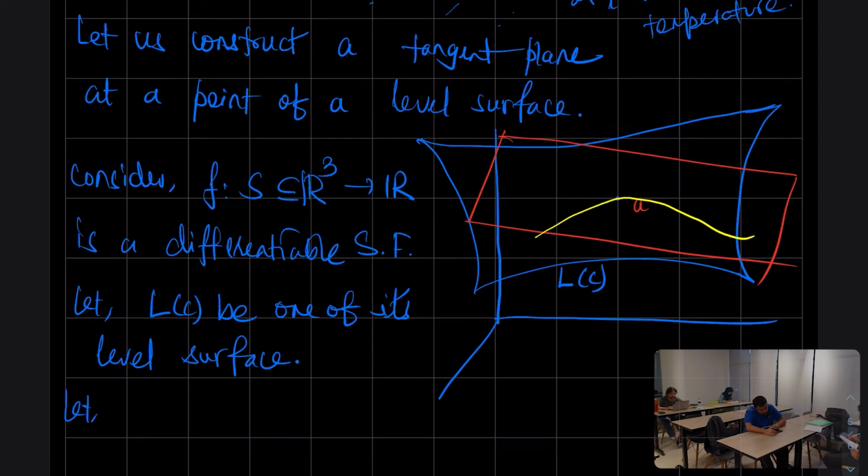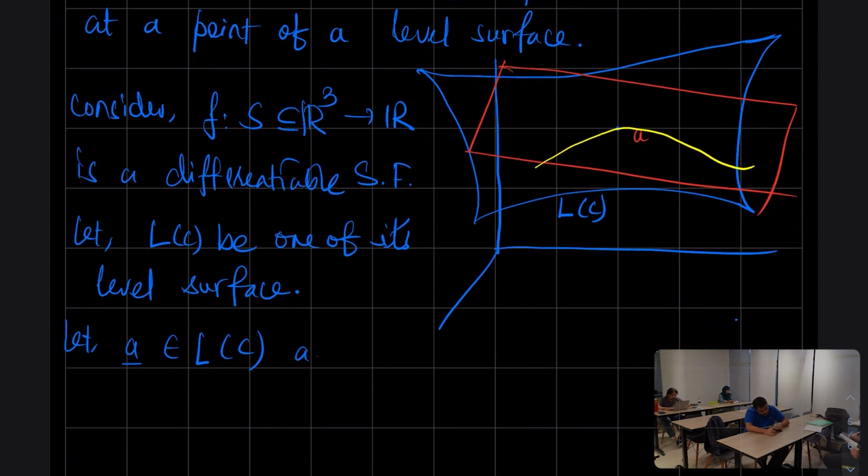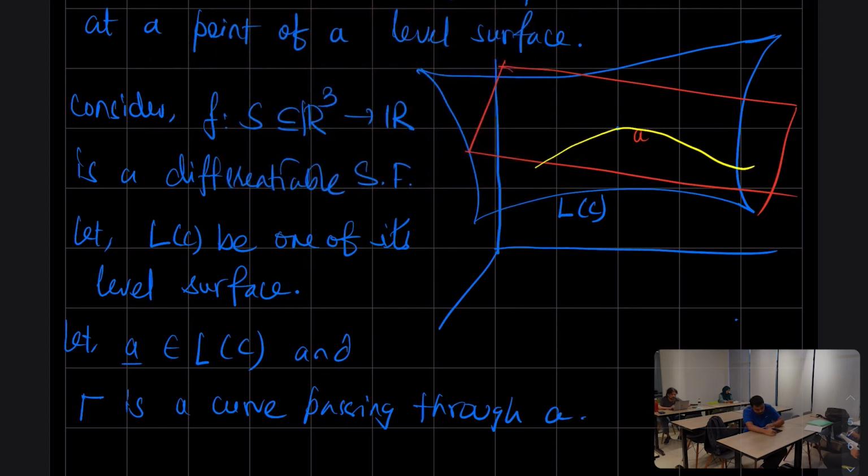Let A be an element of LC, which means it's part of the level surface, and gamma is a curve passing through A. This is the gamma.